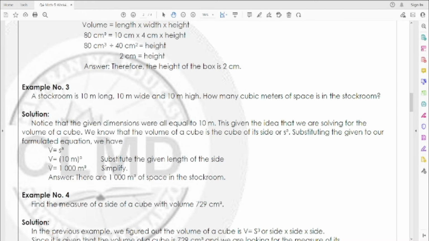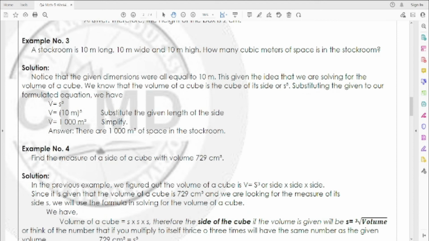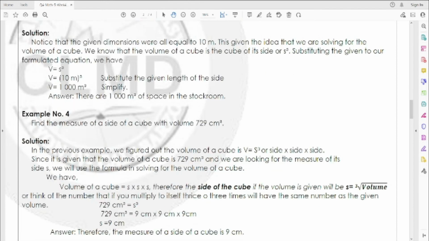3 times you multiply it. Substitute the given length of the side. Then volume is equal to 1000 cubic meter. Number 4: Find the measure of a side of a cube with a volume of 729 cubic centimeter.